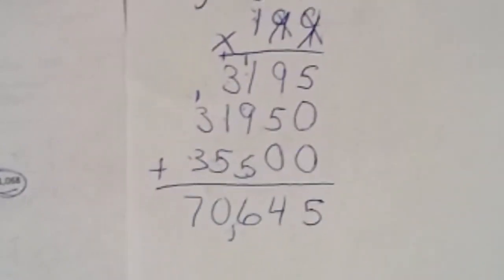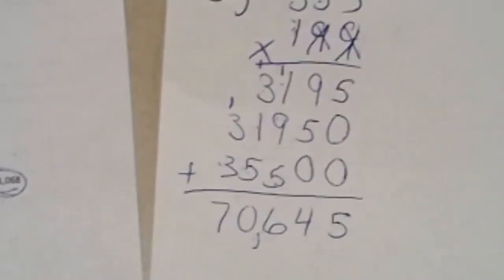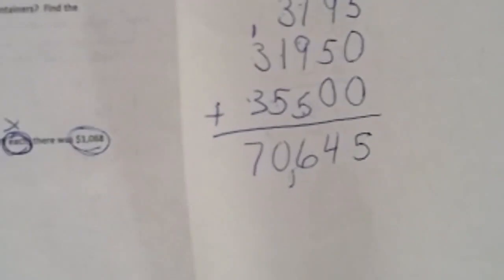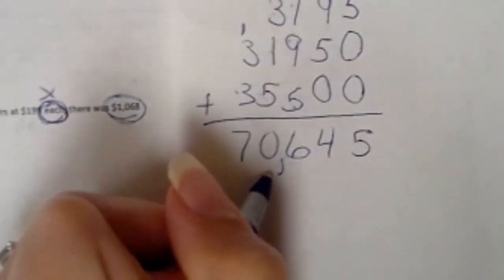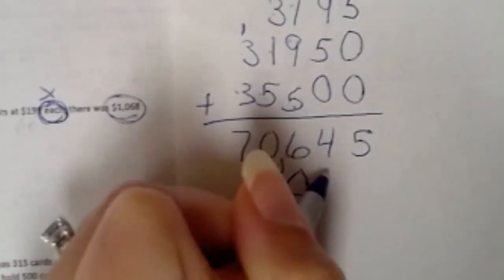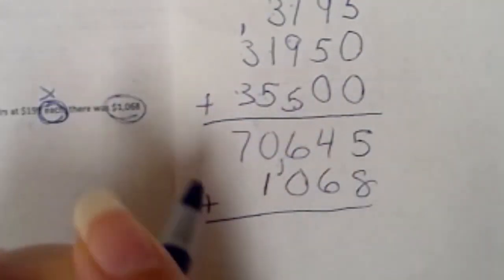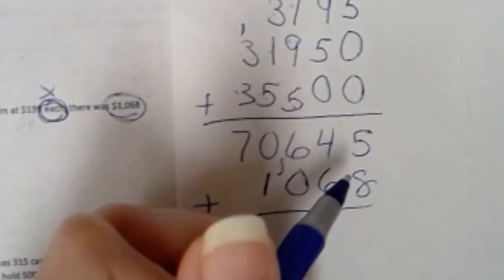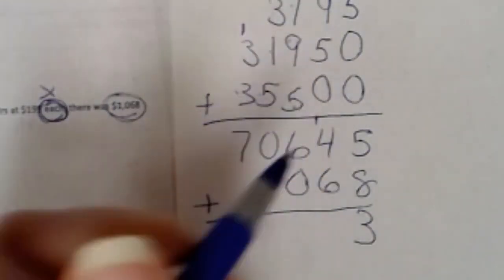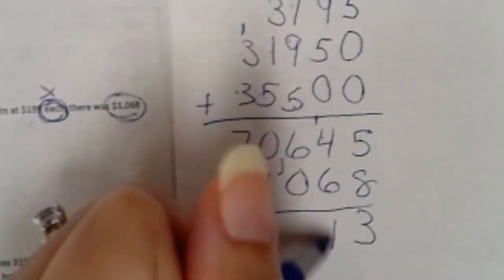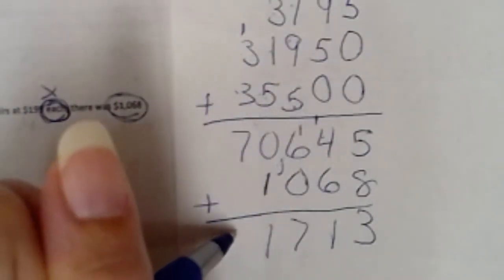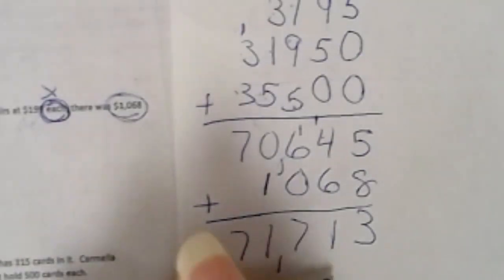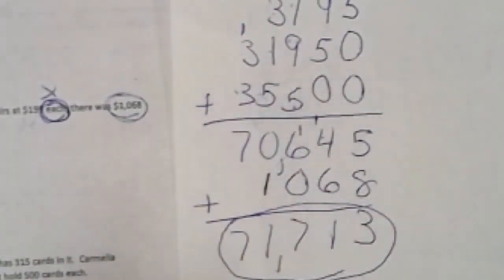So our second step is to take 70,645 and add 1,068. We want to make sure we line everything up. 8, 9, 10, 11, 12, 13. 6 and 4 is 10, plus 1 more is 11. 6 and 1 is 7. 1 and 0 is 1. 7 and nothing is 7. So at first, they had $71,713.